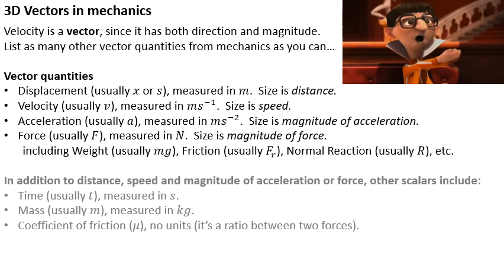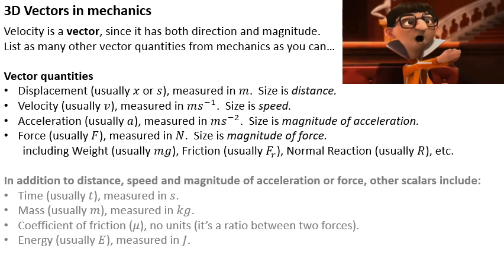Mu is just the number that tells you the scaling factor between the two. So if you've got a normal reaction of 100 newtons and mu is 0.2, then it tells you the size of the frictional force, or the maximum size of the frictional force, is 0.2 times 100, or 20 newtons. So it's not a vector, it doesn't have a direction, it's just a scaling factor between two forces.